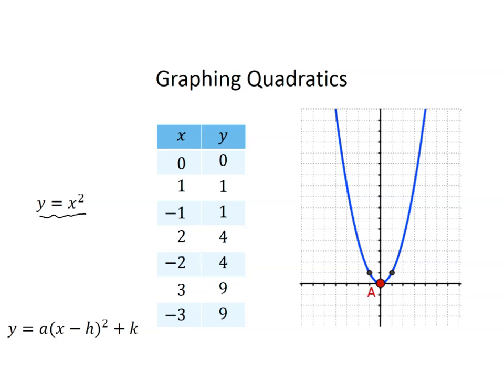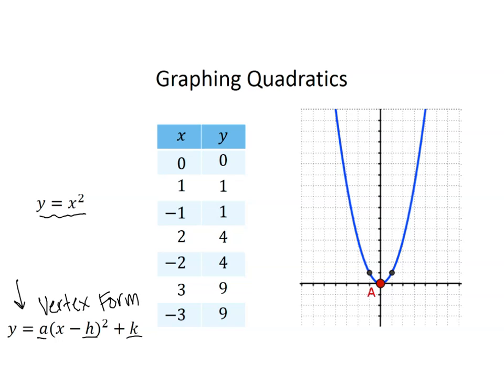But I can always multiply that x squared by something. I can subtract something or add something to the x. And I can add something at the very end to the entire thing. And that's what you see in this equation down here. This is called vertex form. Each one of these variables has an effect on this original graph of x squared.